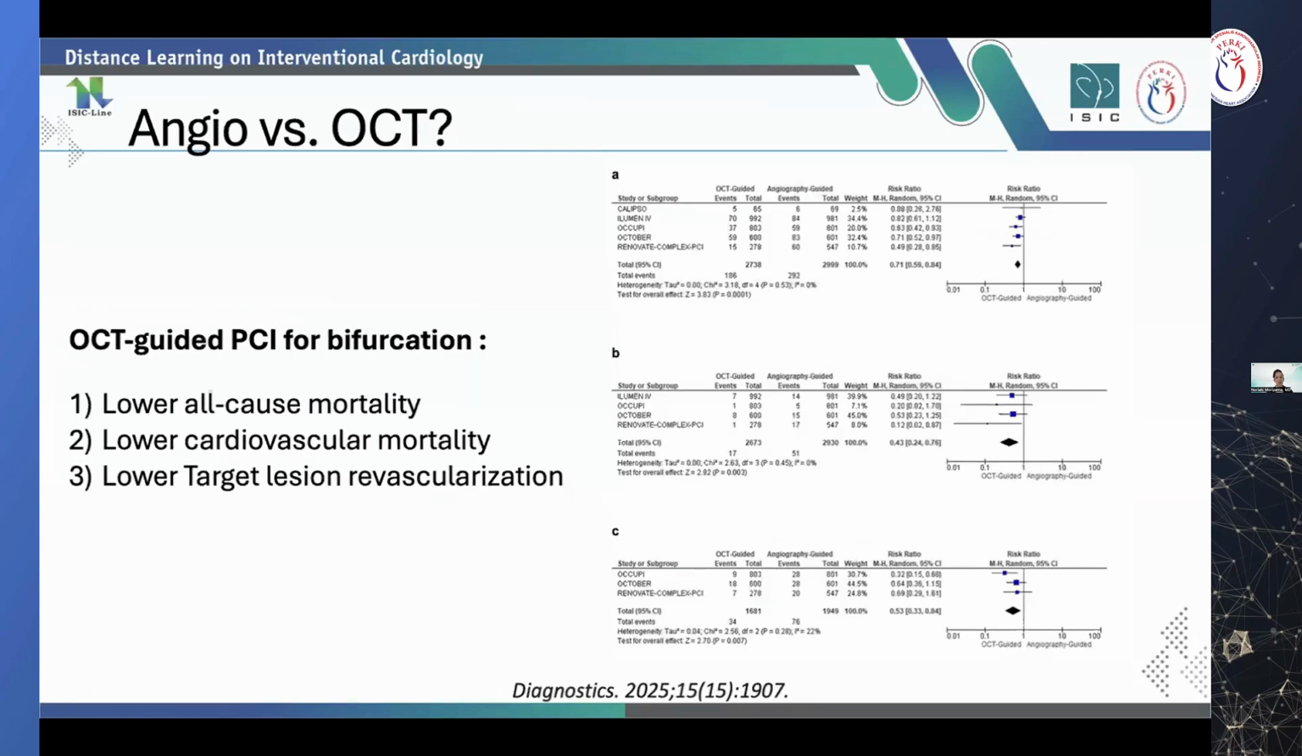And also, this is meta-analysis data. This meta-analysis included 5 randomized clinical trials. It clearly shows the superiority of OCT-guided PCI for bifurcation lesions over angio-guided PCI. OCT-guided PCI was significantly associated with lower all-cause mortality, lower cardiovascular mortality, and lower target lesion revascularization.